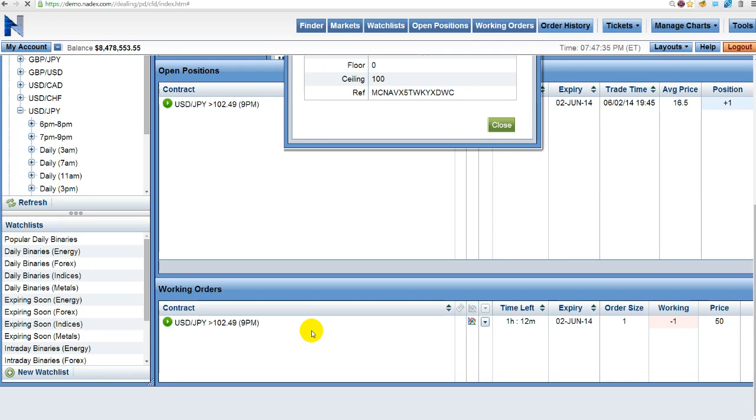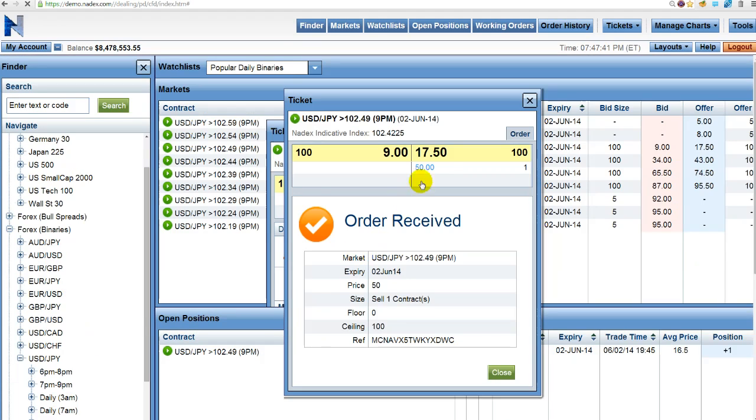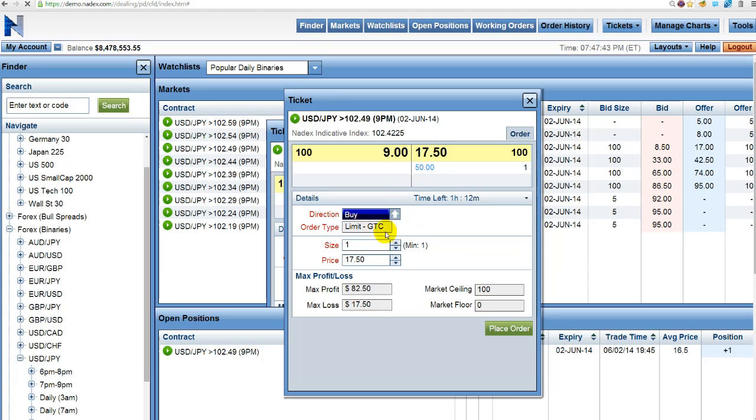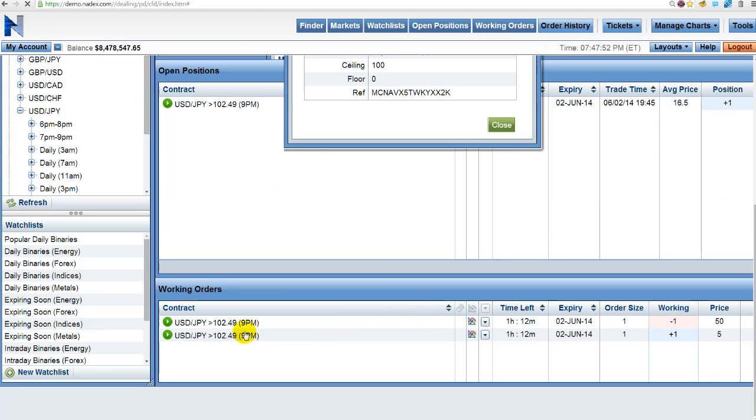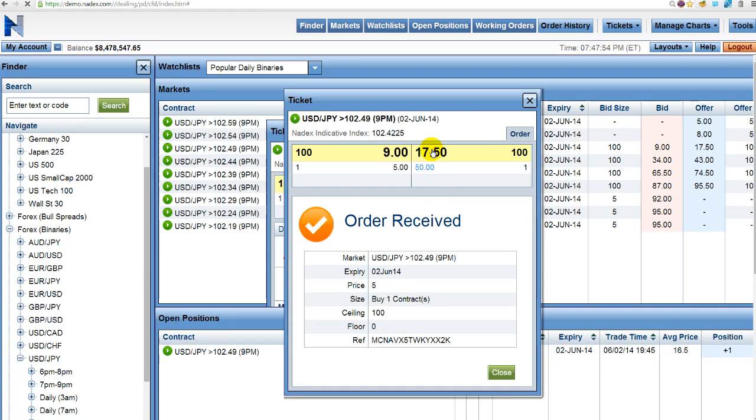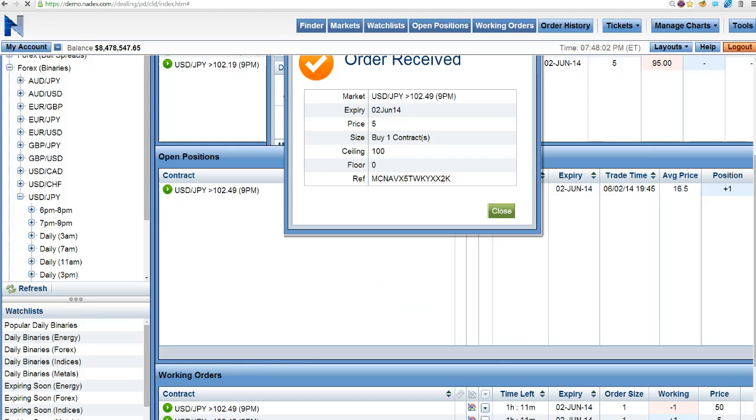A lot of people are like, why are my orders never getting filled? Well, you're putting in an order to sell above the market. You're putting in an order to buy below the market. If I go in and said, well, I'll buy this, but I want to buy it for $5. Am I going to get filled? No. It's going to go into working orders because the market's at $17.50. If it's worth $17.50, nobody's going to sell it to me for $5. Okay?